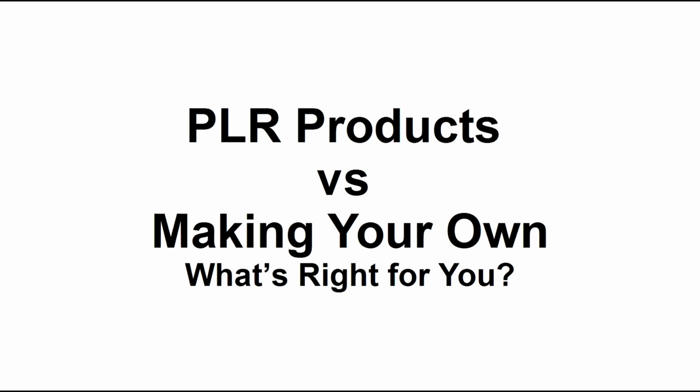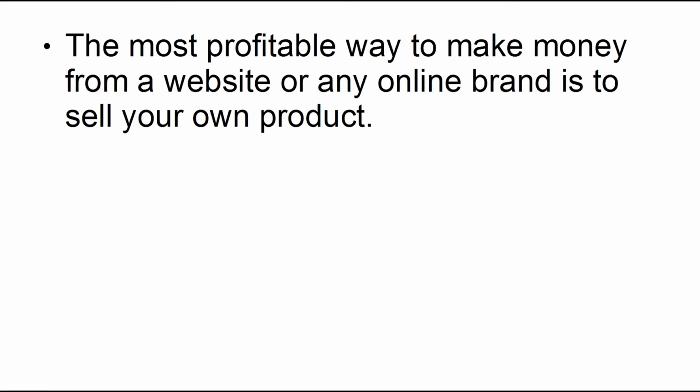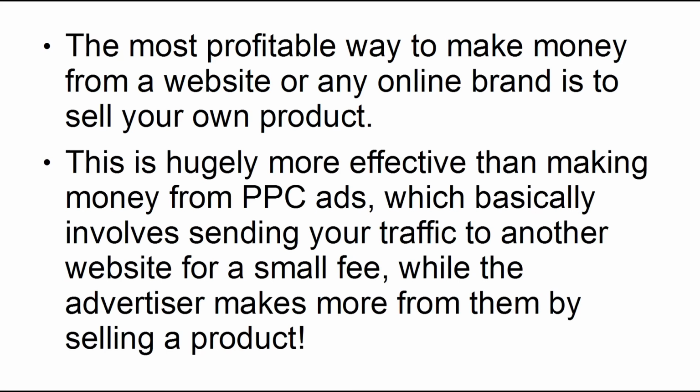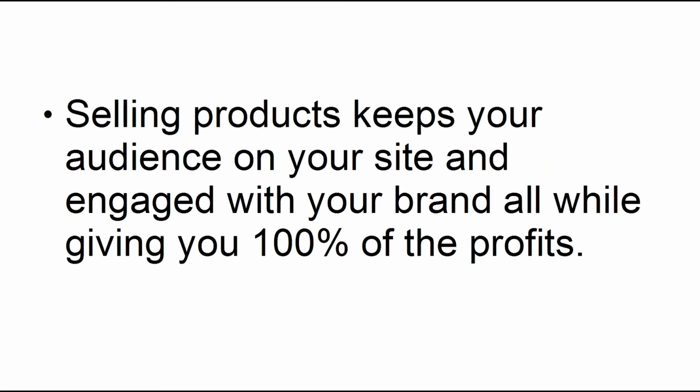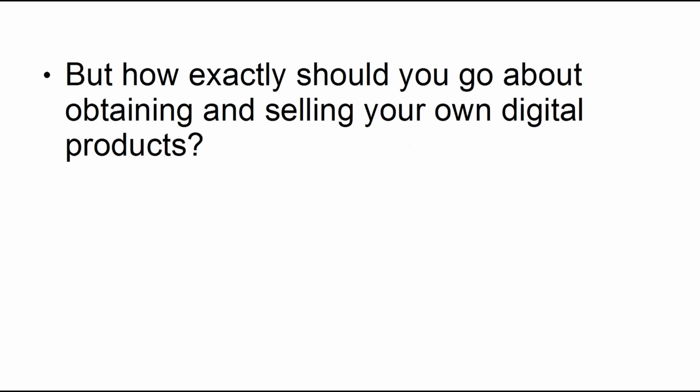What's right for you? The most profitable way to make money from a website or any online brand is to sell your own product. This is hugely more effective than making money from PPC ads, which basically involves sending your traffic to another website for a small fee, while the advertiser makes more from them by selling a product. Selling products keeps your audience on your site and engaged with your brand, all while giving you 100% of the profits. But how exactly should you go about obtaining and selling your own digital products?